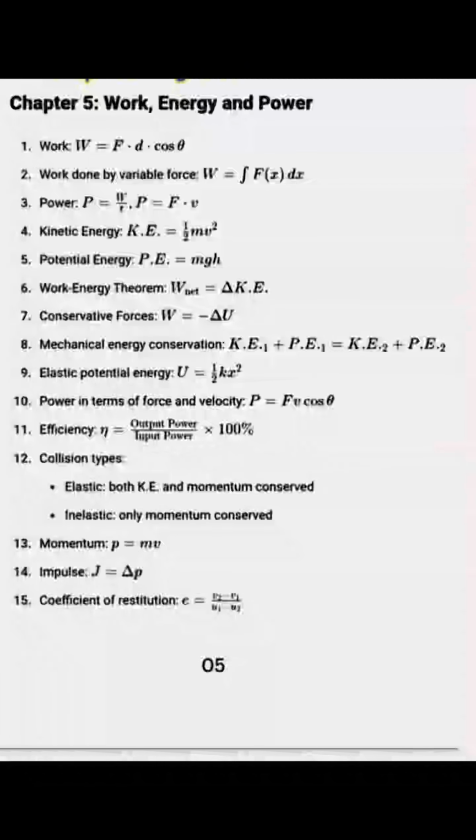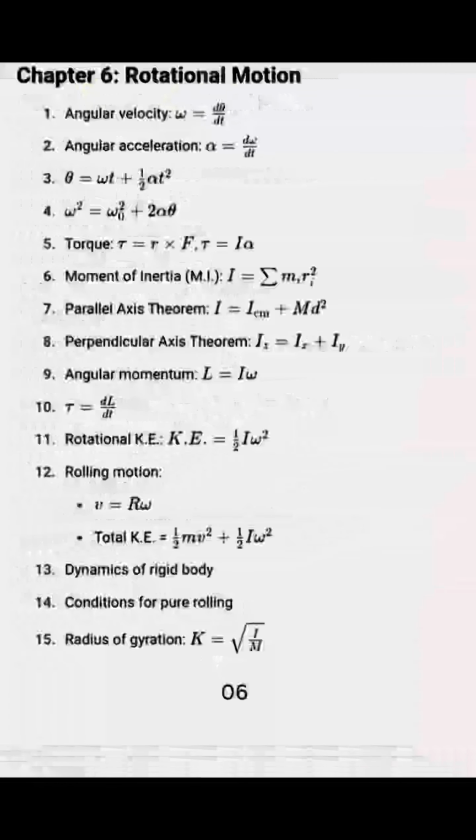Then conservative forces, mechanical energy conservation, elastic potential energy, power in terms of force and velocity, and all these, collisions, momentum, impulse, coefficient of restitution, everything is here. Then we are moving toward Unit 6, that is rotational motion.